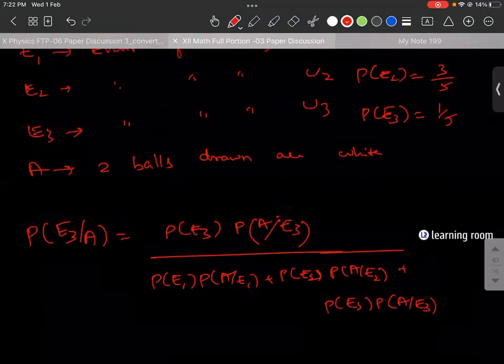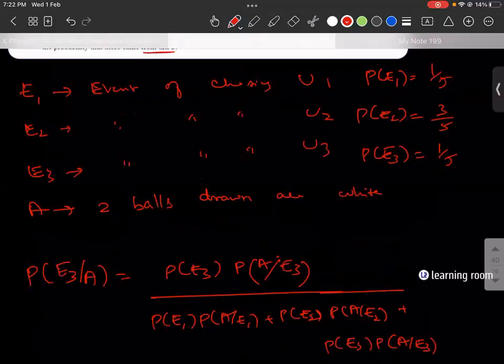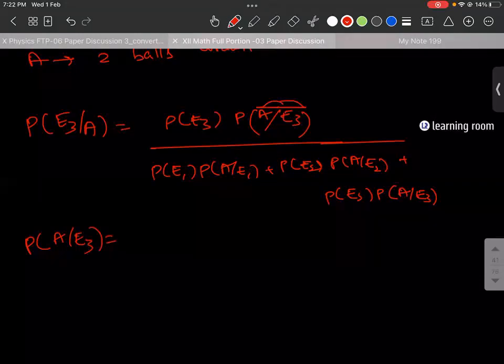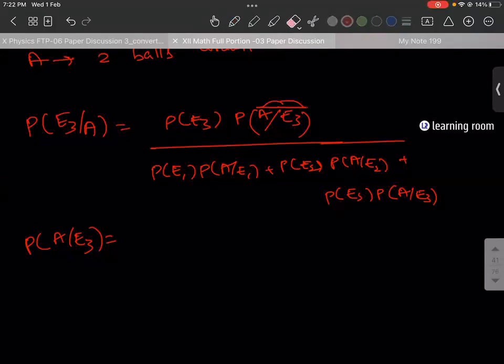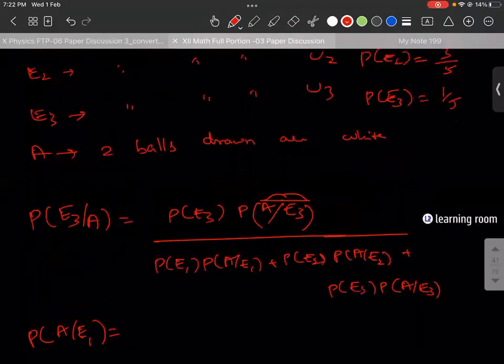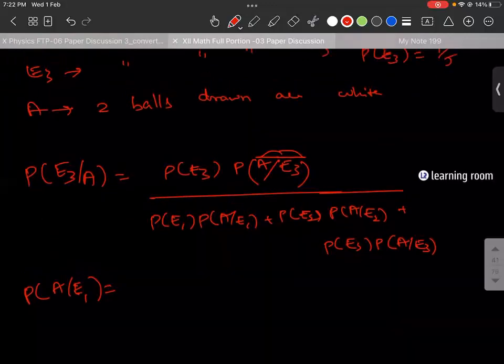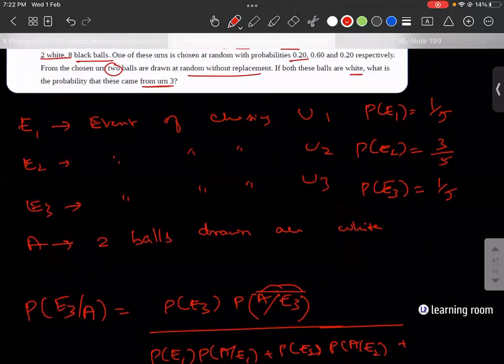Okay. So what is the probability of A given E3? Tell me. Sorry, what is the probability of A given E3? Yeah, or we can go in the order. Probability of A given E1. So what is going to be the meaning of it? What is the probability that you chose the white ball from the first bag?